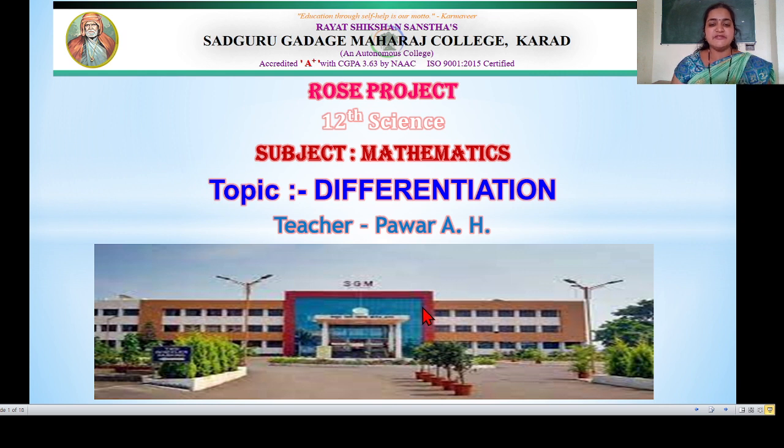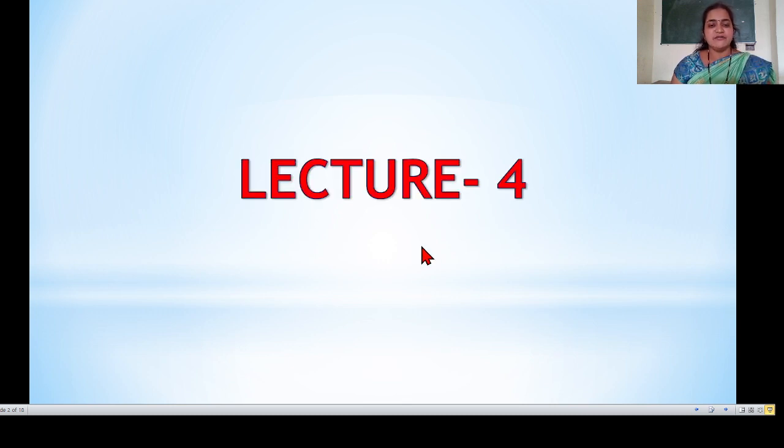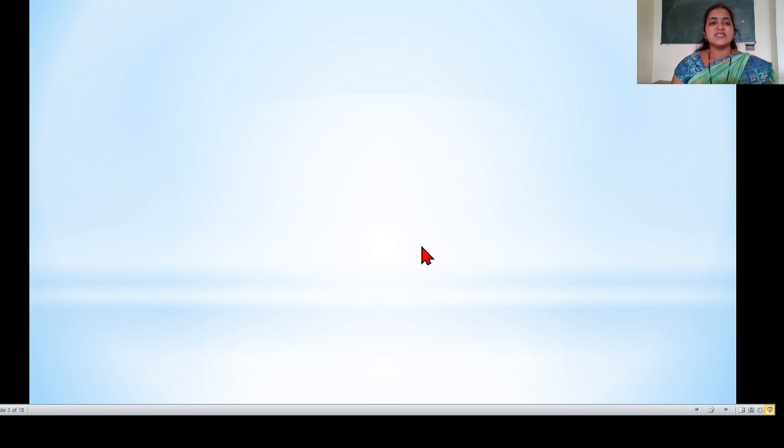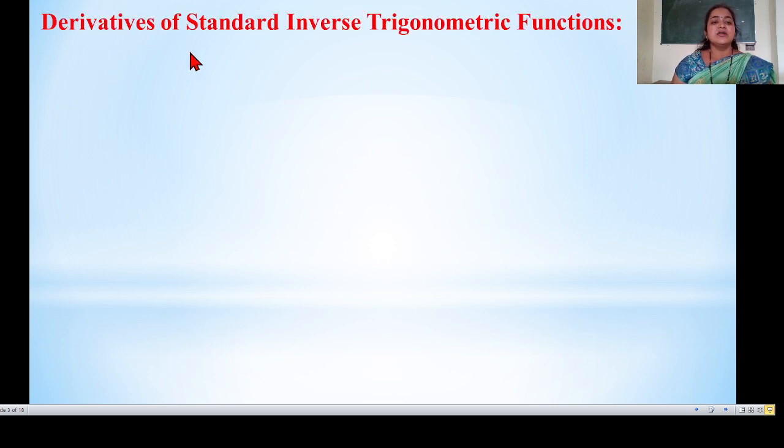In the last lecture, we studied two points. First is the geometrical meaning of derivative and next is the derivative of inverse function. Now in this lecture, we study the derivative of standard inverse trigonometric functions. So let's start. Our first point: derivative of standard inverse trigonometric functions.